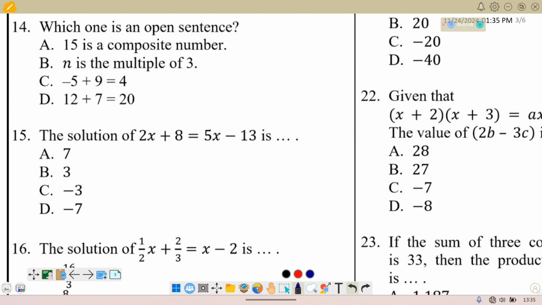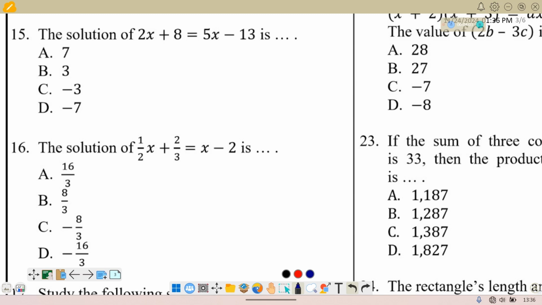Okay. Which one is an open sentence? An open sentence means there's a chance for a variable to be replaced by any number, to replace the variable's value. Okay, let's see. 15 is a composite number. There is no chance for another number. Just say it: this is true or false. So this is not an open sentence, and this is also not an open sentence. This is not an open sentence. n is a multiple of this. So do you know the value of n? We don't know. So this is what we call an open sentence. So the answer is B.